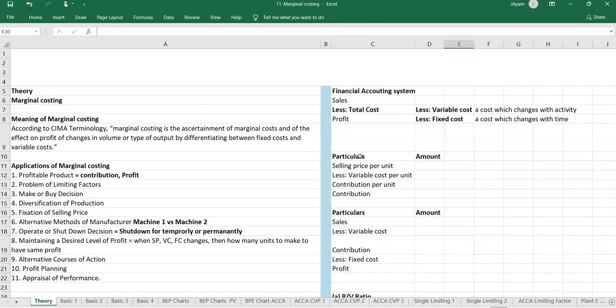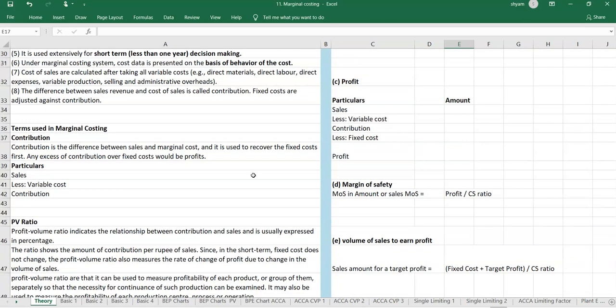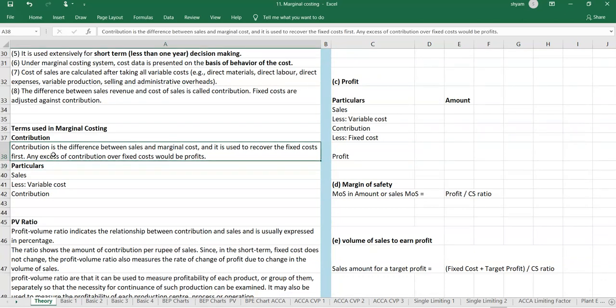So that idea you can get from here. Here we have done it per unit. You can calculate it per unit, or you can also calculate it in total amount. You can calculate in both ways, and you will get a similar answer. So that's what contribution is all about. Contribution is the difference between the sales and the marginal cost or variable cost.